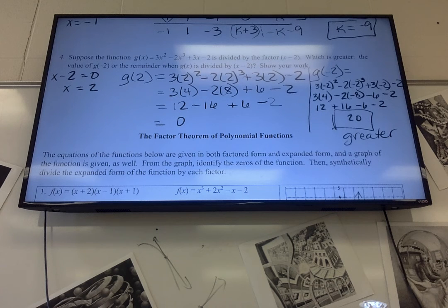The zeros are where on the graph? On the x-axis, where it touches or crosses the x-axis. Then synthetically, we're going to divide the expanded form of the function by each factor. Okay.